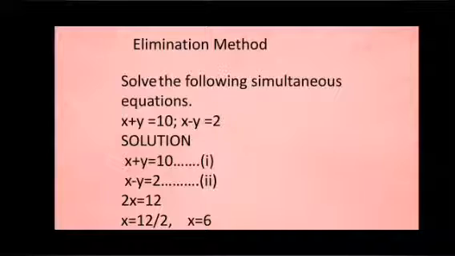So x plus x is 2x, plus y minus y is equal to 0. 10 plus 2 is equal to 12. So 2x is equal to 12. I'll divide both sides by 2. X will be 12 over 2. So x is equal to 6.